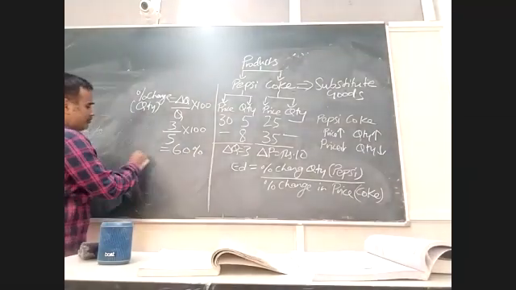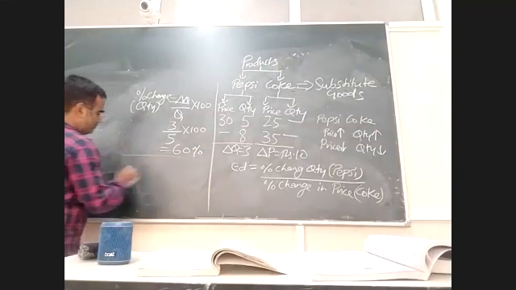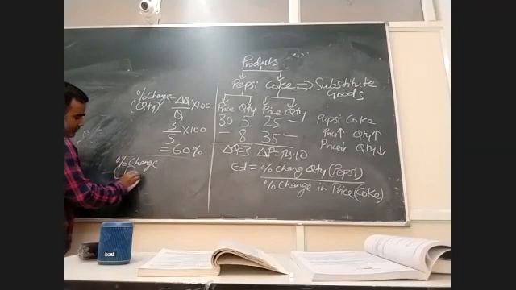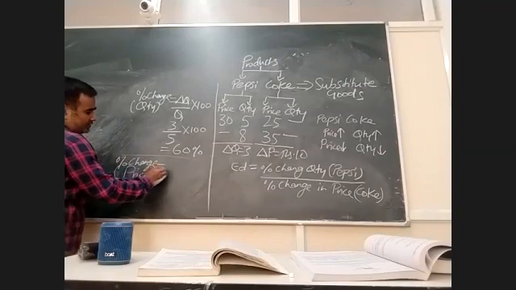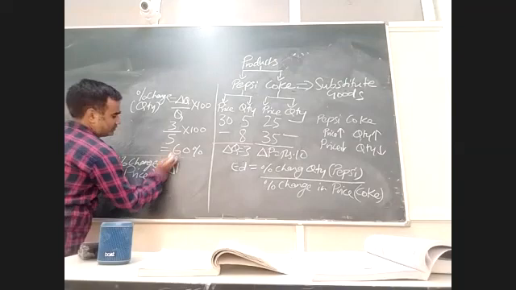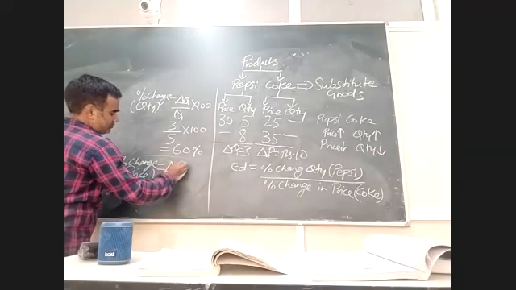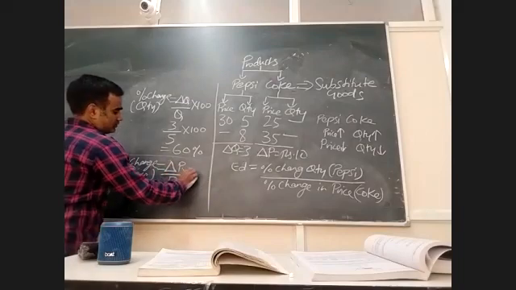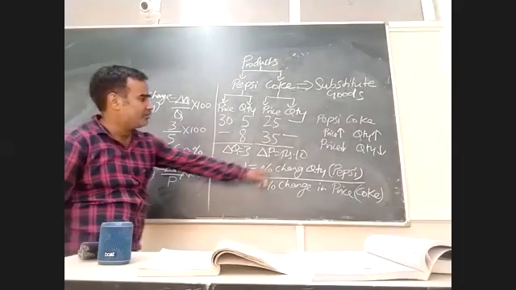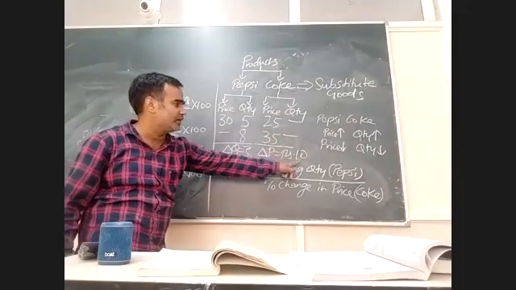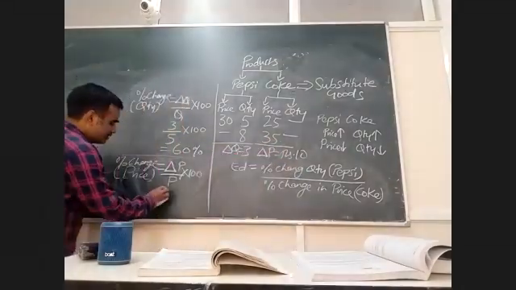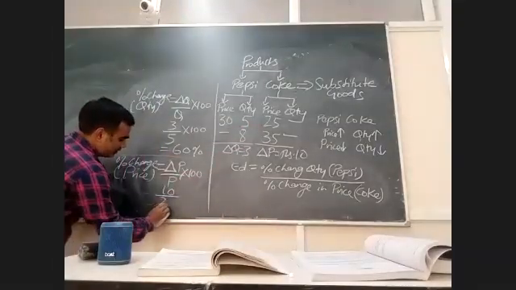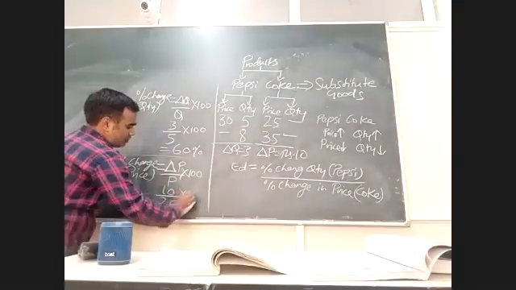Now the same way we find the percentage change in price. Change in price divided by original price into 100. Change in price is from 25 to 35, so the change is 10 rupees, divided by the original price, 25 rupees, into 100.